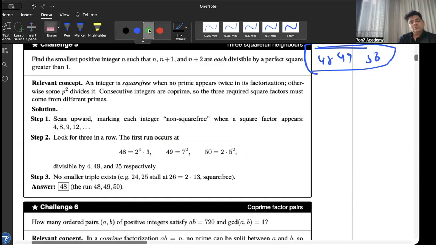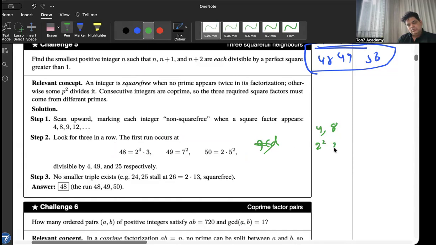Does anyone have an idea about this? Sir, in general, what does the GCD bracket A comma B mean? GCD means greatest common divisor of both. Just like if I have 4 and 8, what is the greatest common divisor?